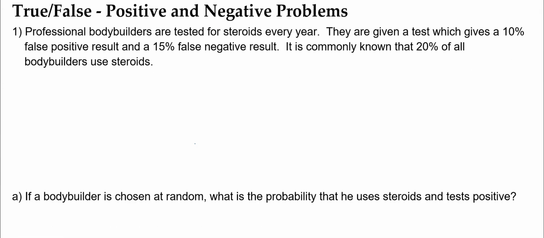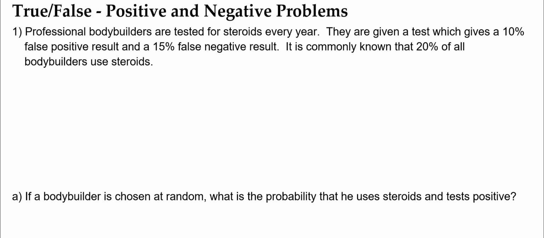Okay, so professional bodybuilders are tested for steroids every year. They're given a test which gives a 10% false positive result and a 15% false negative result. So remember, false doesn't occur very often, which you can see. It's only 10% of the time where it occurs for positive and 15% where it's negative. Okay, so it's commonly known that 20% of all bodybuilders use steroids.